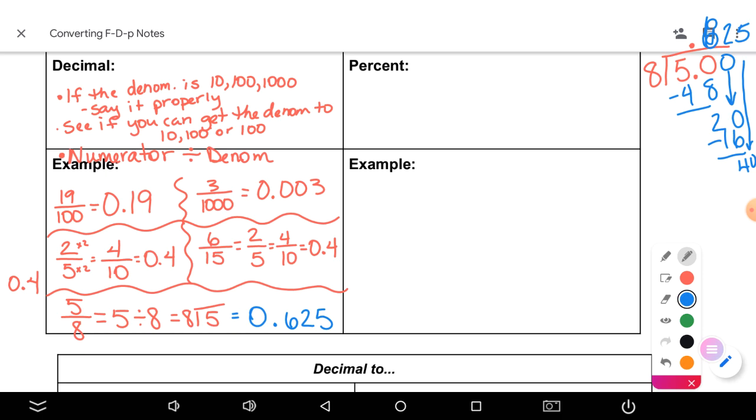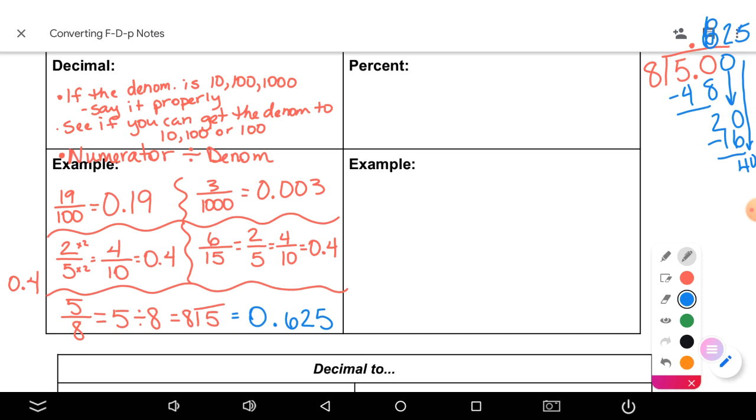Yeah, that's one that is a common one, but I'm just showing you that's option 3. If you look at it and you're like, no, I can't easily get that to 10, 100, or 1,000, that's the easiest option. That way works every time. It's just not always the quickest and the easiest method. So I suggest you kind of go through your checklist before you divide it out.